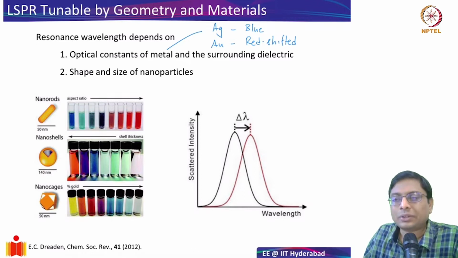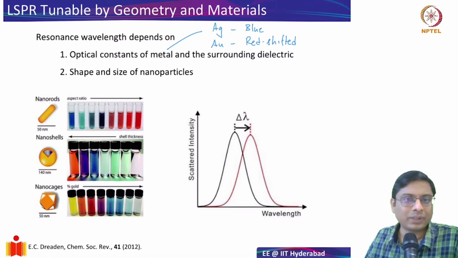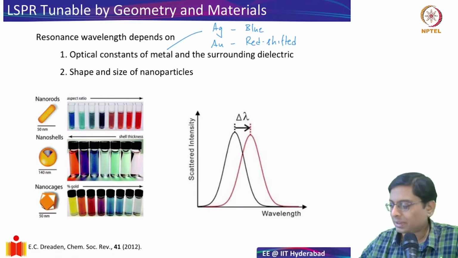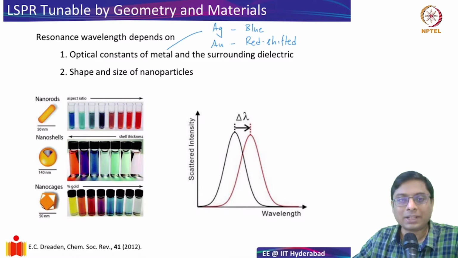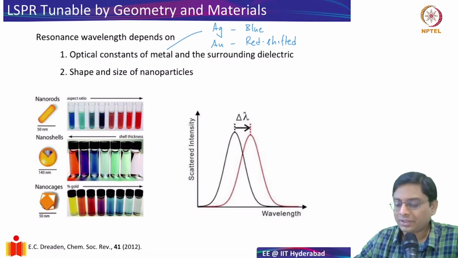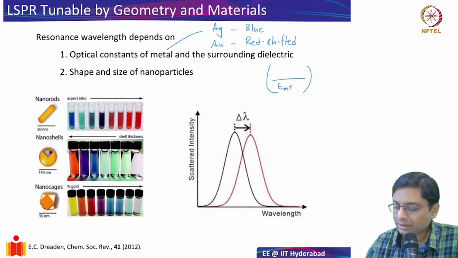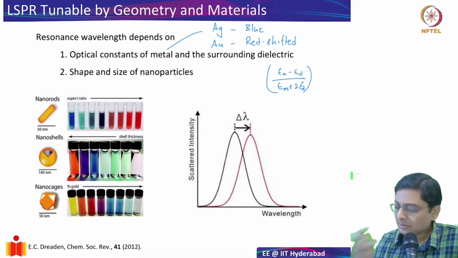And also if you have a surrounding medium, let's say water, the resonance is going to be different from when it is with air. Why is that? Well, if you remember the polarizability, you will see that the denominator has epsilon metal plus 2 times epsilon dielectric, that surrounding medium. I won't write the entire expression, but essentially the denominator was epsilon metal plus 2 times epsilon dielectric, right? And the numerator was epsilon metal minus epsilon dielectric, and then there are other constants.